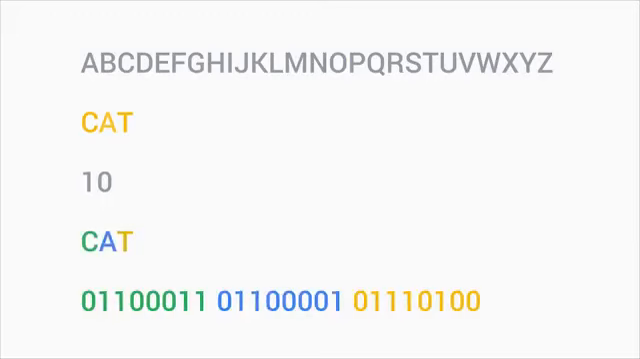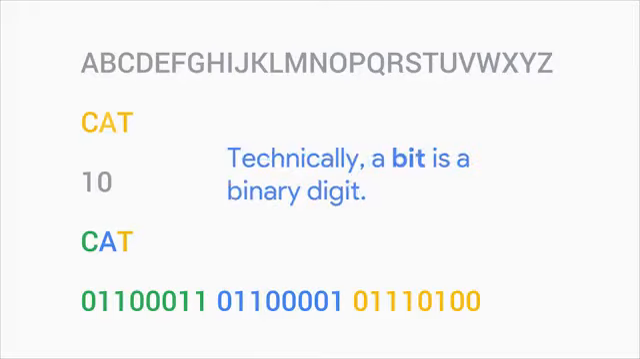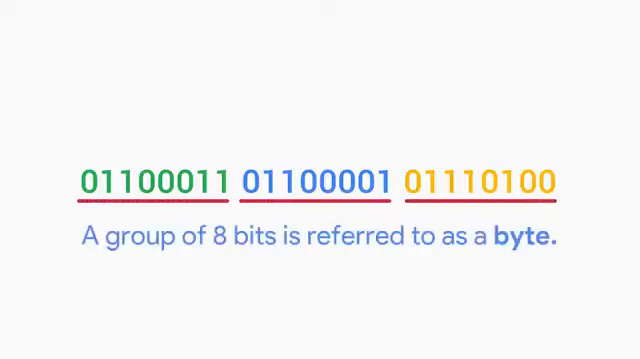In computing terms, we group binary into 8 numbers or bits. Technically, a bit is a binary digit. Historically, we use 8 bits because in the early days of computing, hardware utilized the base 2 numeral system to move bits around. 2 to the 8th numbers offered us a large enough range of values to do the computing we needed. Back then, any number of bits was used, but eventually the grouping of 8 bits became the industry standard that we use today. You should know that a group of 8 bits is referred to as a byte.